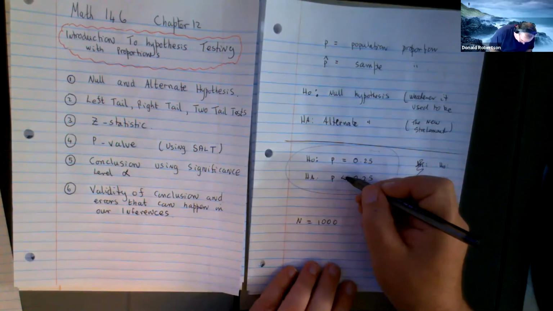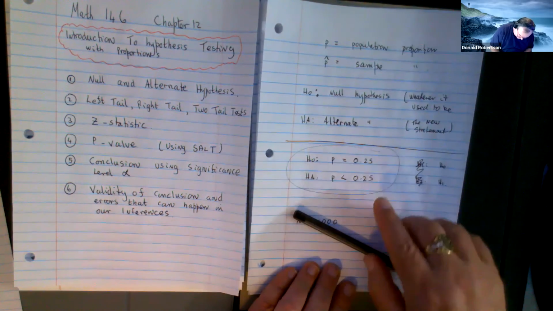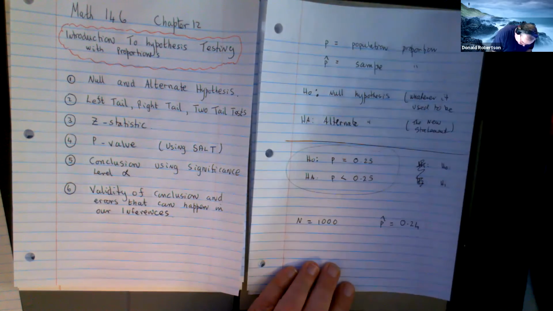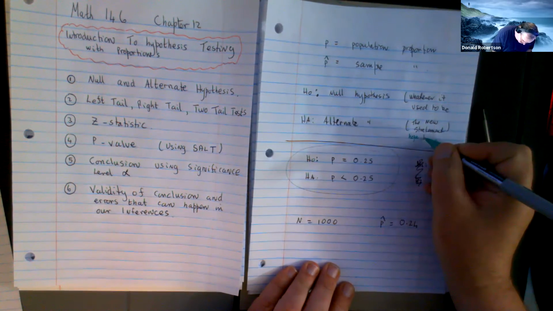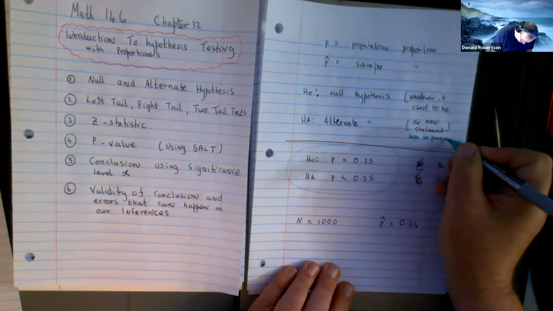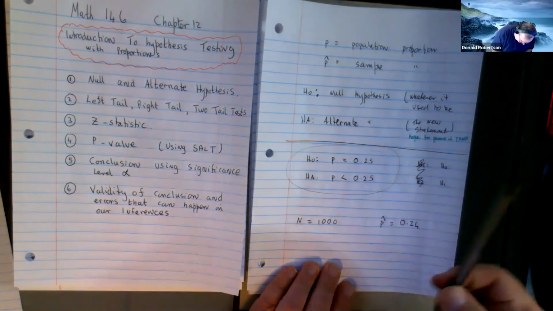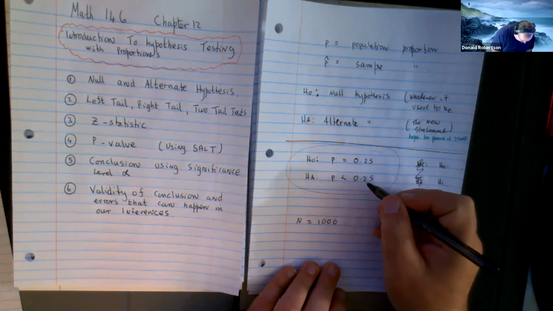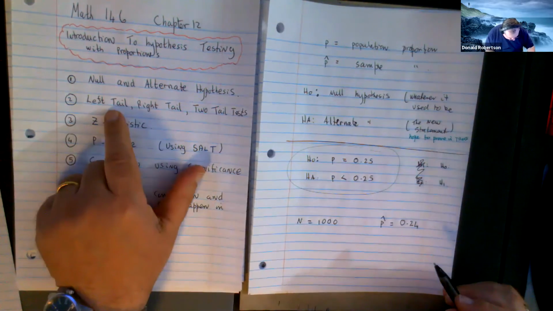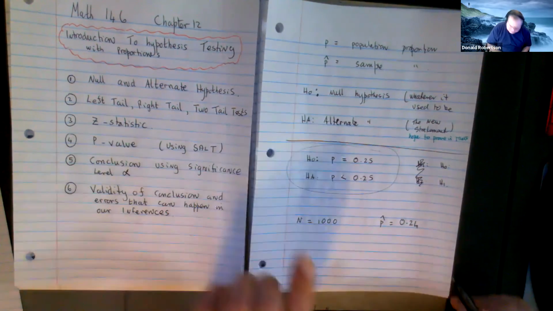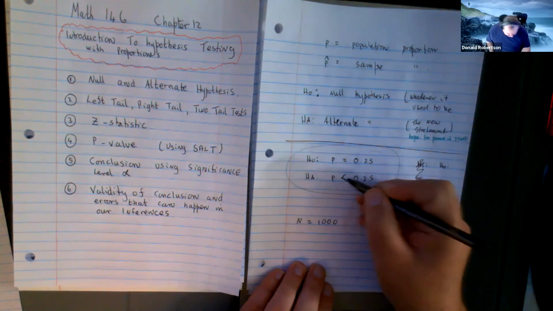When you're alternate, the new statement, the thing you hope to prove, I guess I should put that down as well, that you hope to prove is true, this new statement generates a test. And that test, although you don't know what it is yet, is either a left, a right, or a two-tailed test. And they have names depending on what's happening here.